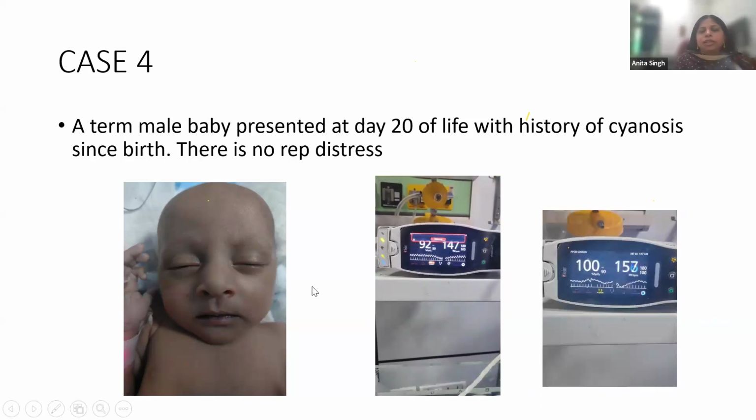So what is the case? Yes, somebody said methemoglobinemia. ABG showed high PaO2 levels. In methemoglobinemia, the saturation is mostly on the lower side, around 80 to 90%, and PaO2 is normal to very high. It may not be visible in this video, but it is showing a red colored highlight of the methemoglobin level.